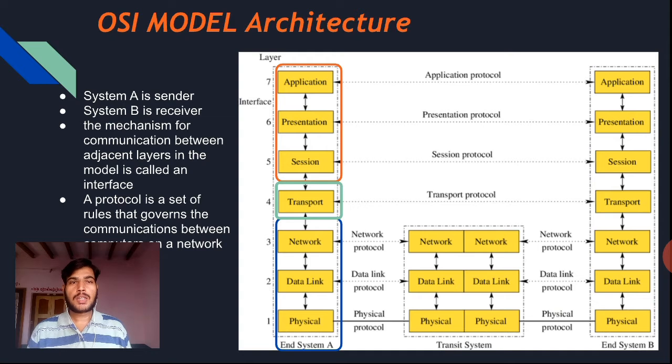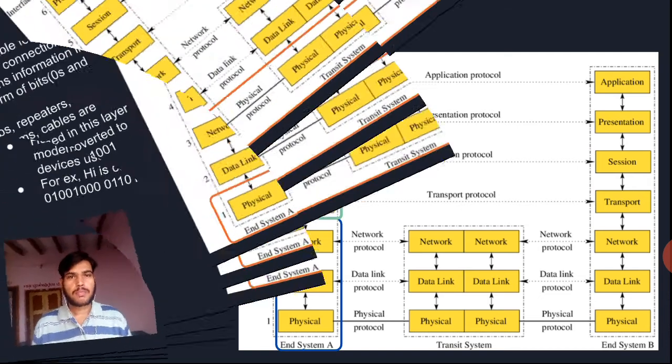And I have marked one layer, the transport layer, with a green border. This transport layer is called the heart layer of the OSI model, because this layer doesn't make use of any software or hardware to establish communication. Instead, it uses the operating system to establish communication. That's why it is called the heart of the OSI model.